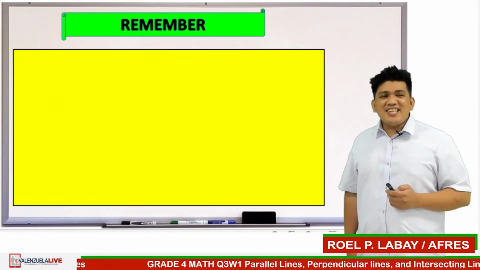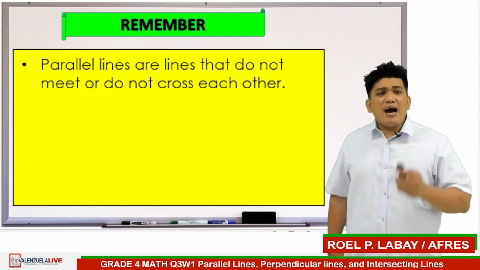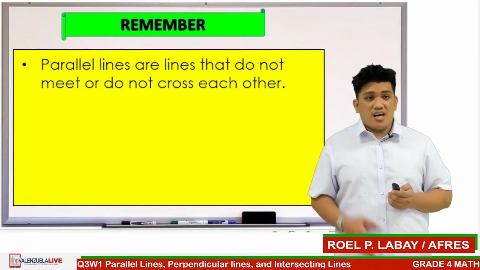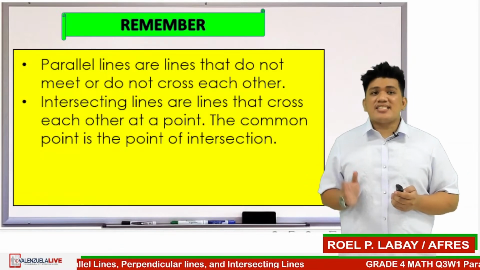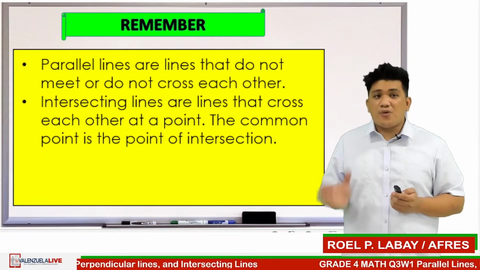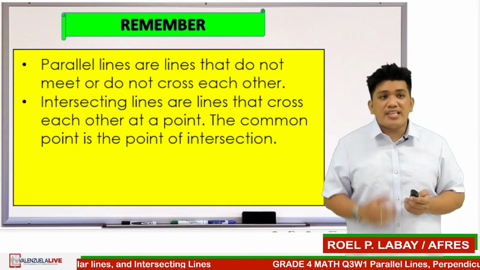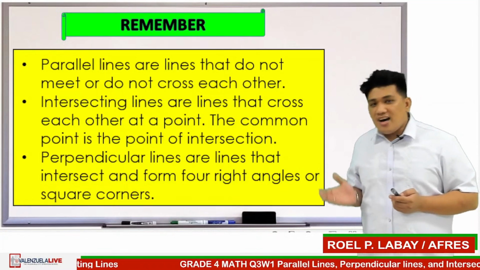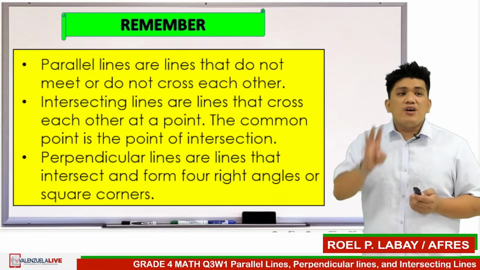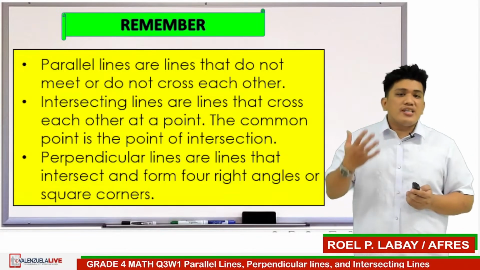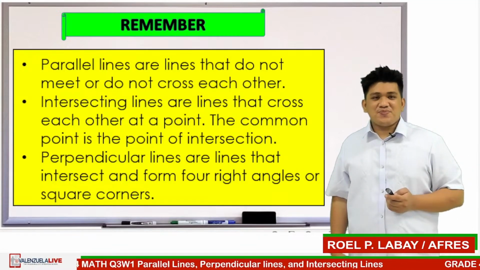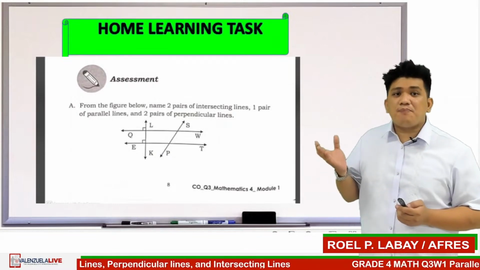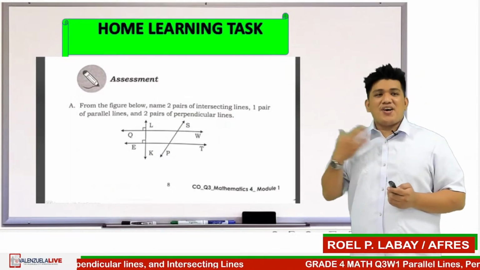Excellent. Just remember, grade 4 pupils, that parallel lines are lines that do not meet or do not cross each other. And intersecting lines are lines that cross each other at a point. The common point is the point of intersection. And perpendicular lines are lines that intersect and form 4 right angles or square corners. Now, for your assignment, you will answer assessment page 8 to 9 in your module.